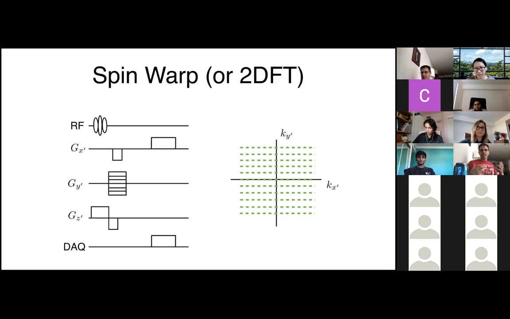The answer is the inverse discrete Fourier transform. The way you think of a discrete Fourier transform is the approximation to a Fourier transform that you can make with a computer. So that's what you do. That's what MRI is. If you collect all of this data, then you just perform an inverse discrete Fourier transform to make your image.